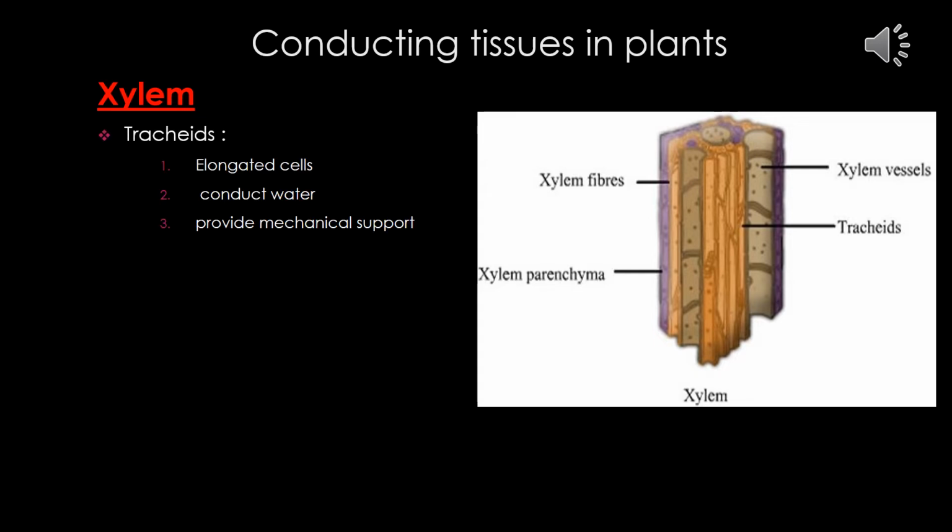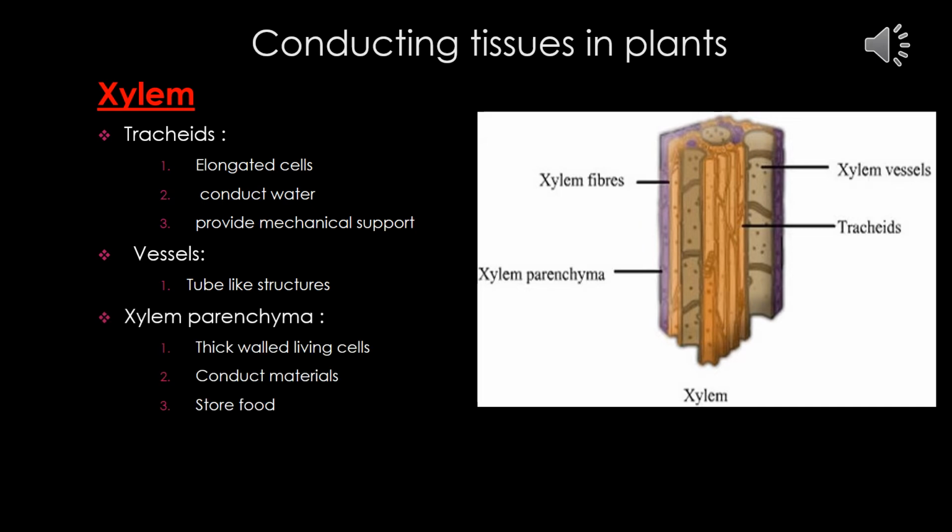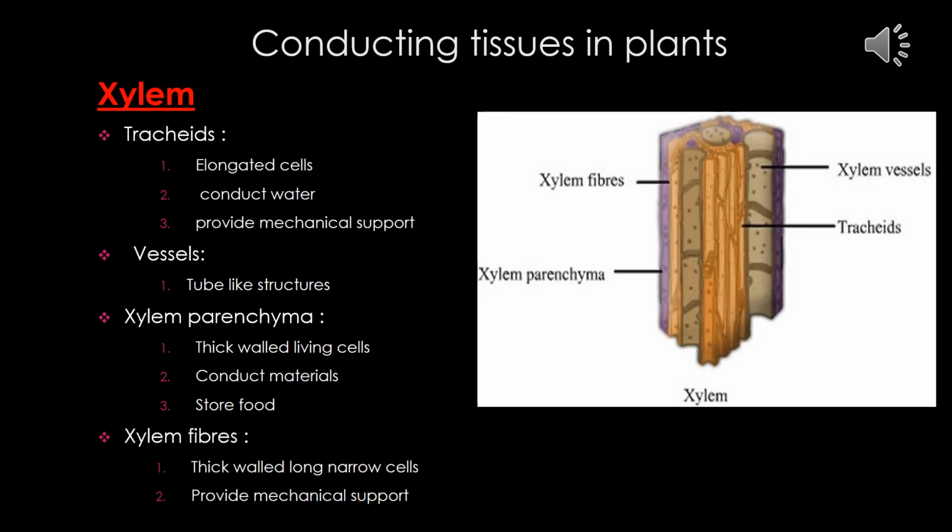First one, xylem tracheids. Xylem tracheids are elongated dead cells with tapering ends. Their walls have thickenings with lateral pores. They are the conducting tissues in plants. They also help to provide mechanical support to the plant.